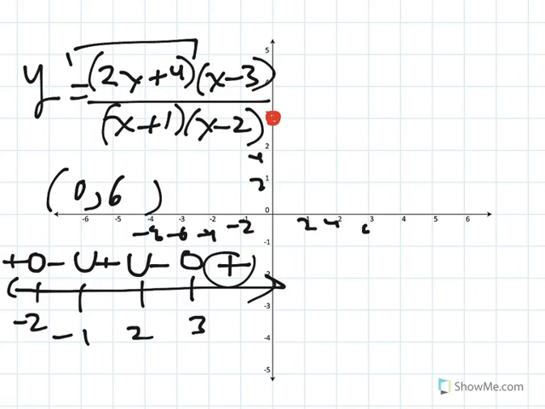We have these zeros at -2 and at +3. We also have asymptotes. I'll make those green at -1 and at +2.